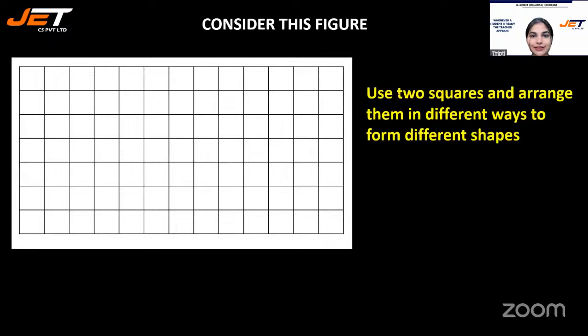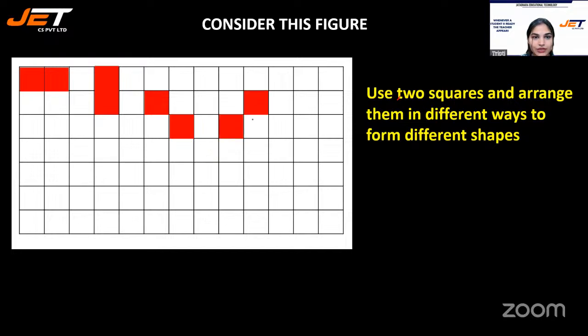Now here it's written: use two squares and arrange them in different ways to form different shapes. So we have to use only two squares. One, two, together. One, two, together. One, two, together. And one, two like this. Do you think there is any other possibility? Just by using two squares, can you make any other shape, or arrange these two squares in any other way?